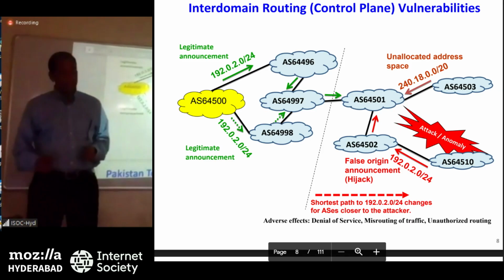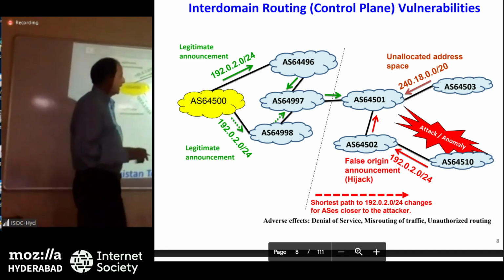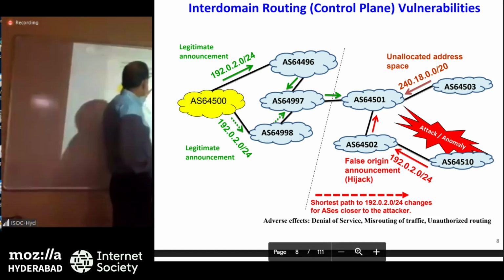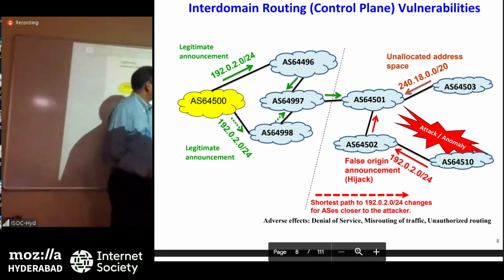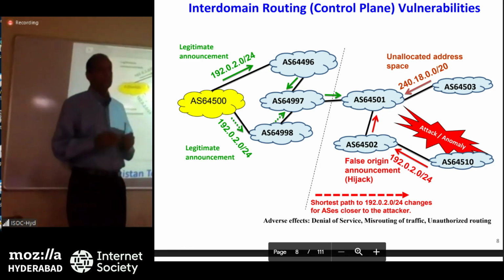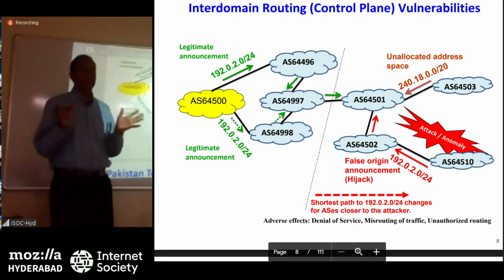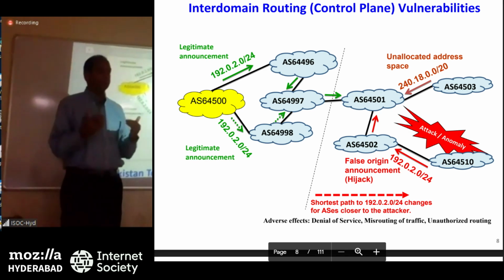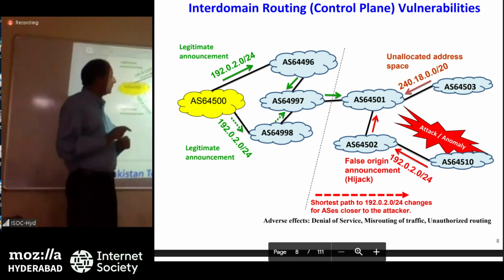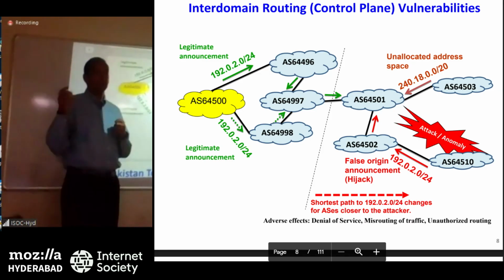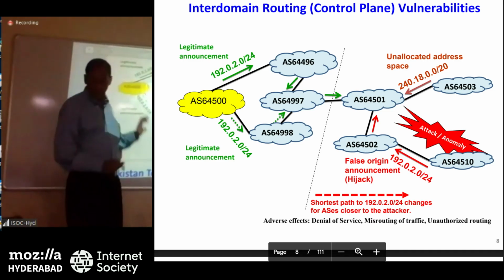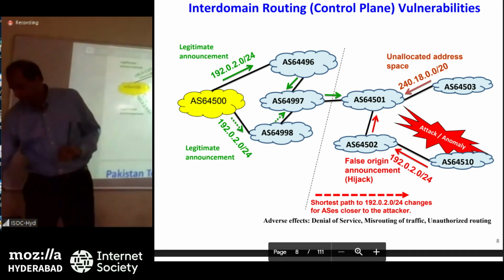Now something more serious can happen, where they can announce a more specific prefix. In this case, it's not possible to announce anything more specific than a /24, because most routers will not accept anything more specific than /24. But there is this notion of a sub-prefix hijack, where you announce, for example, let me just show you the next slide and then I will come back.